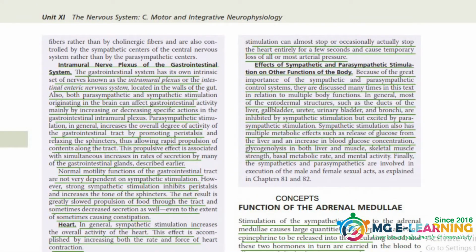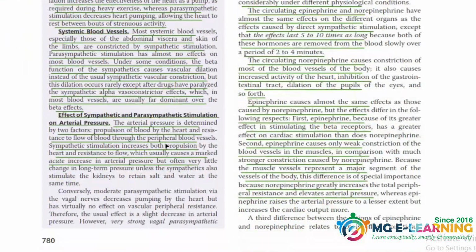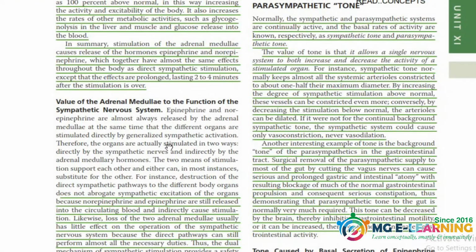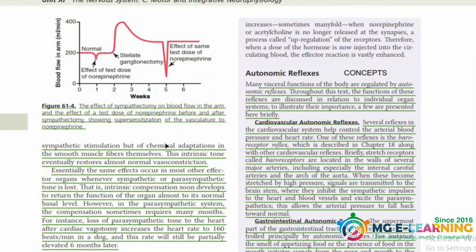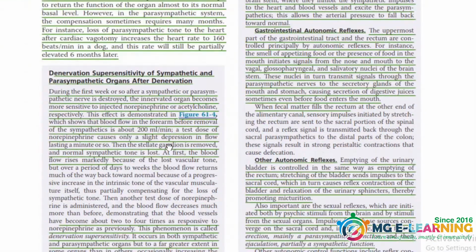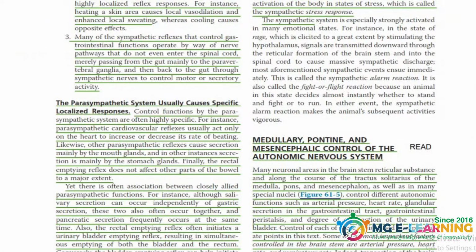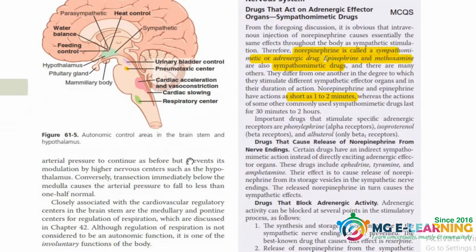In case you want to make your concepts all clear and strong, then you have to read this whole chapter. Otherwise, from the paper point of view, all the highlighted diagrams and tables are important, and this whole text is just for your reading, for your concepts. This whole chapter is important for your concepts except for the first 3 pages. If you have time and you want to make clear concepts, then you have to read this.